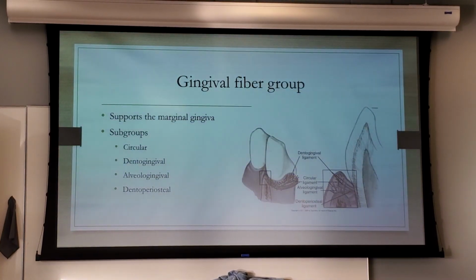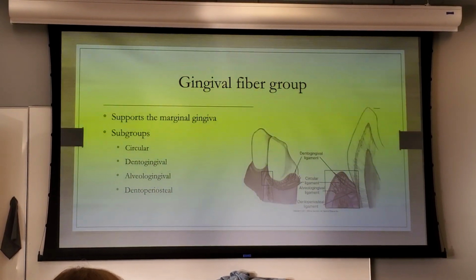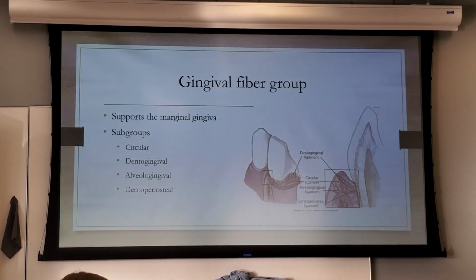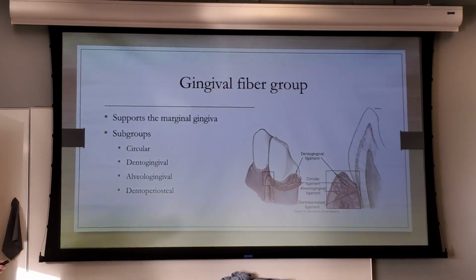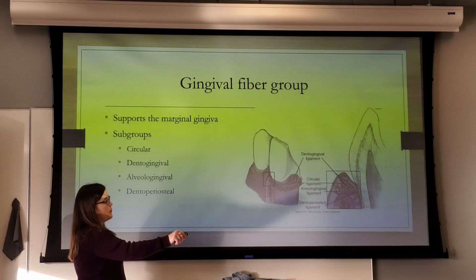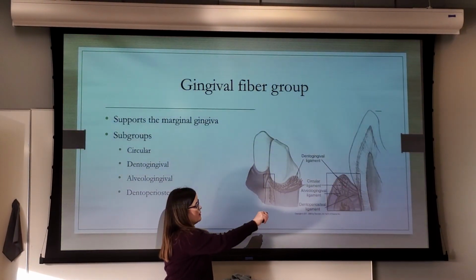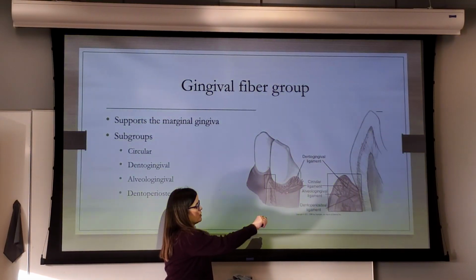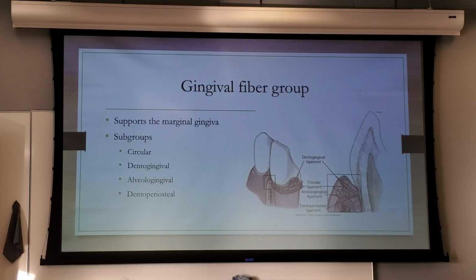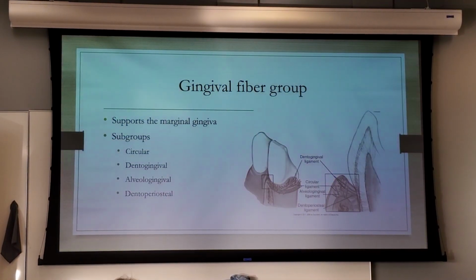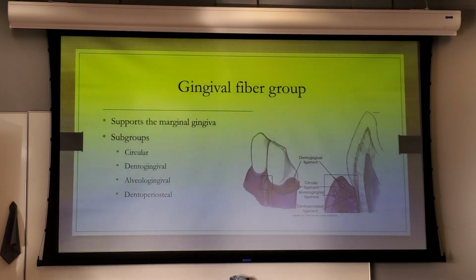And then we have our gingival fiber group. Okay, again, they support the marginal gingiva, they support the shape of our papilla. So our circular group is kind of giving more the shape of our papilla. Like in this picture here, they're kind of these little dots here, but then they are encircling the gingiva. Then we have the dentogingival, which is going from the tooth to the gingiva, so it's kind of helping with the shape of the tissue.